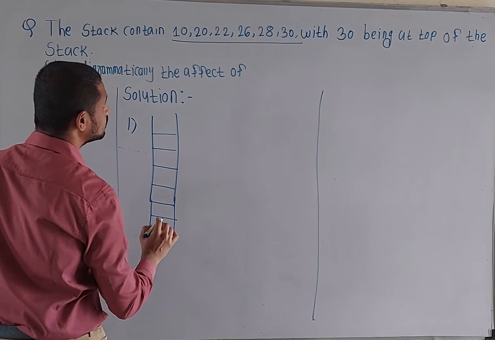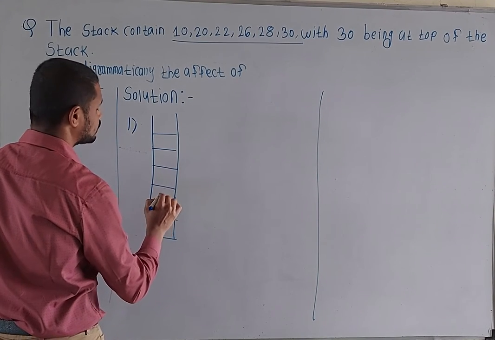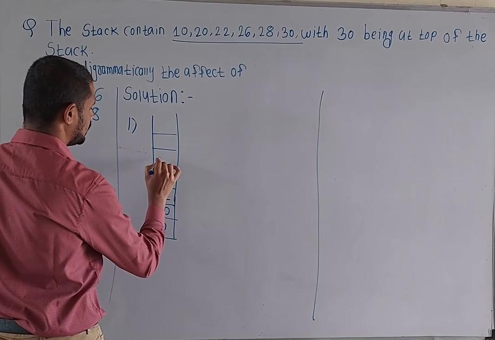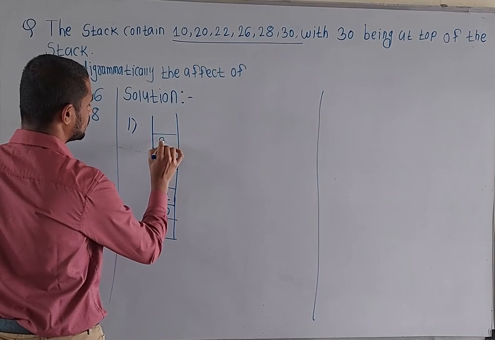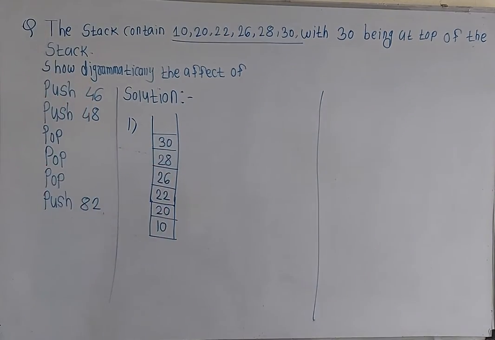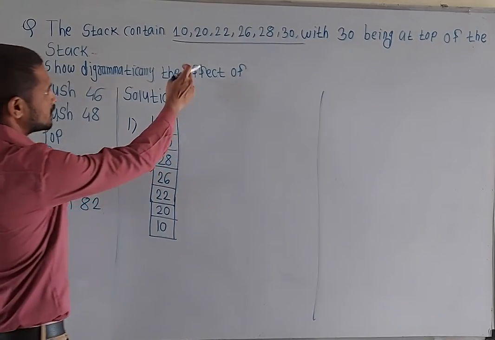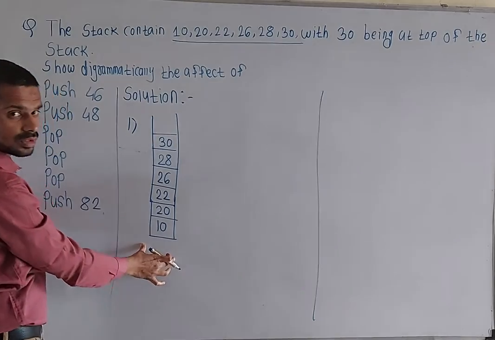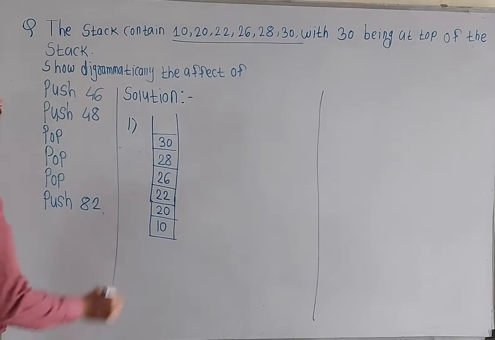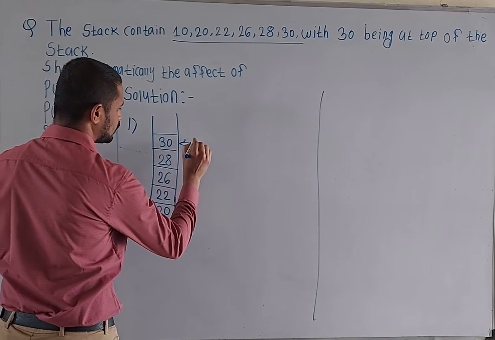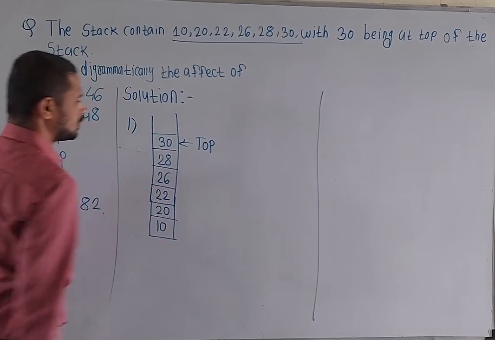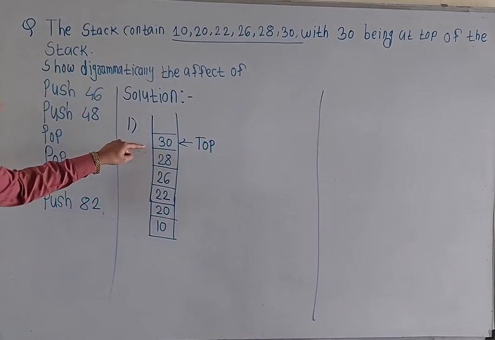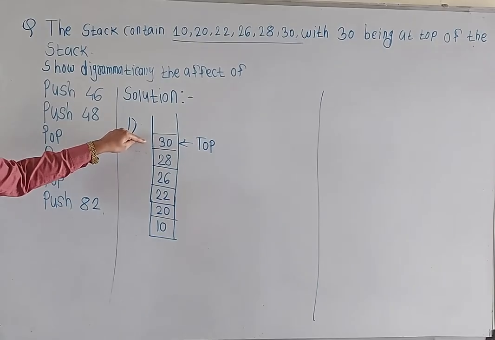First element is 10, 20, 22, 26, 28 and 30. As per the question, the stack contains these elements. So I inserted all the elements into the stack, and the top will be at this location. Top is indicating 30 as the top, so top indicates the 30 location or 30 element.